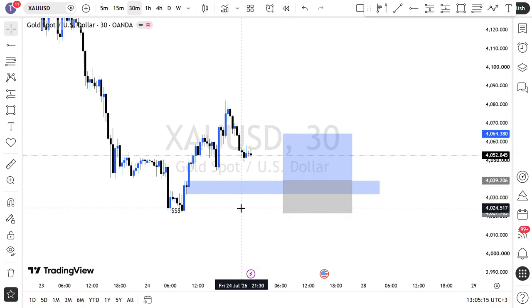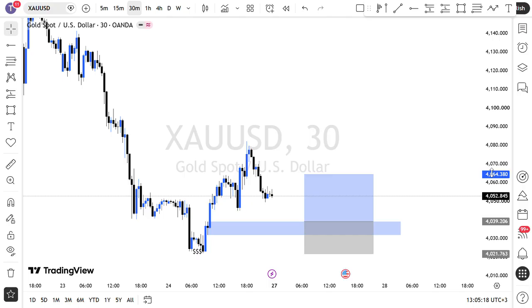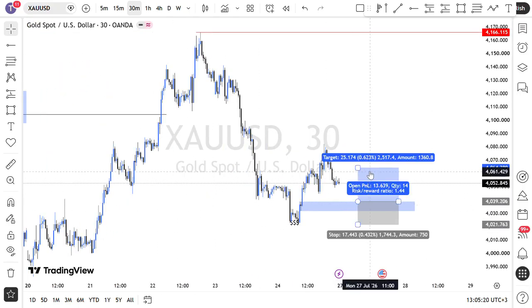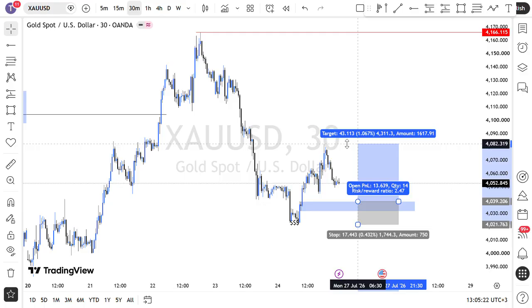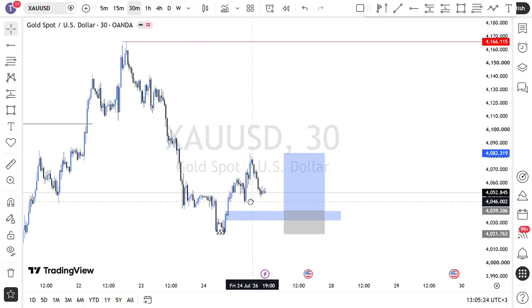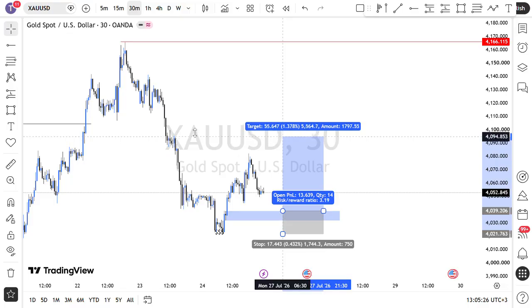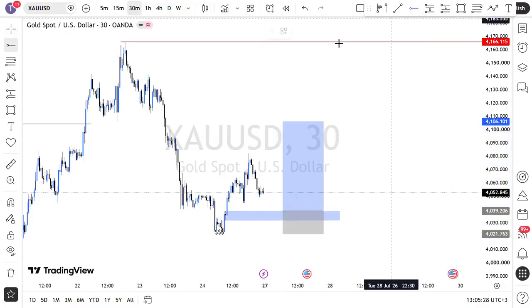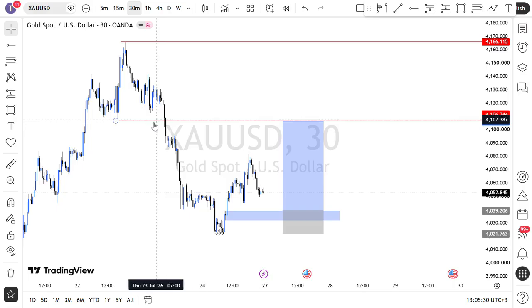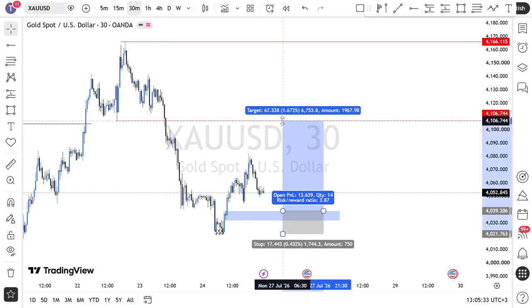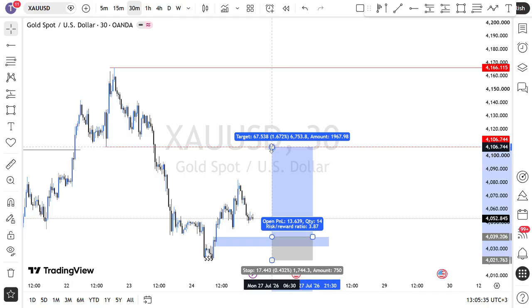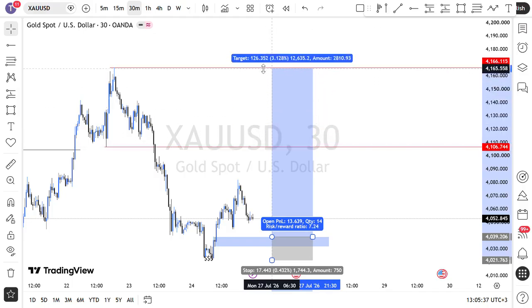Be looking for a buying opportunity from that area, and then my first take profit will be at this high here, and then for the second take profit I'll be looking for price to come into this point here. So that will be my second take profit, and then the third take profit will be at the external liquidity.